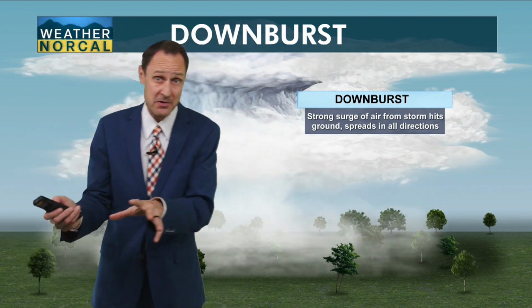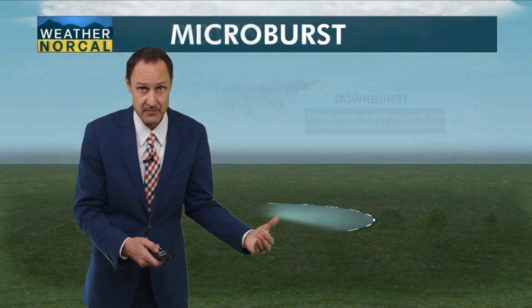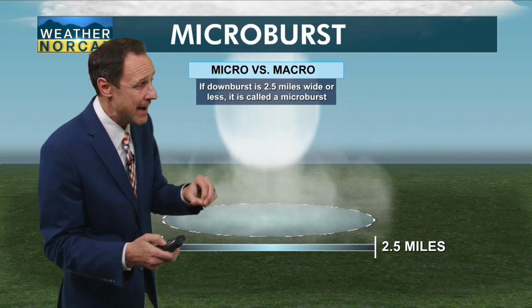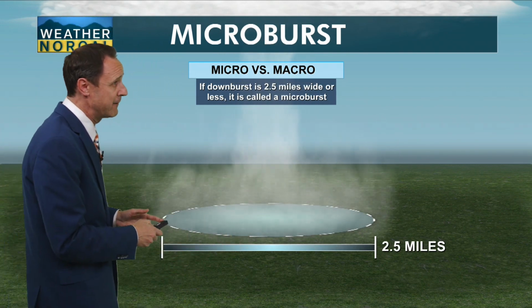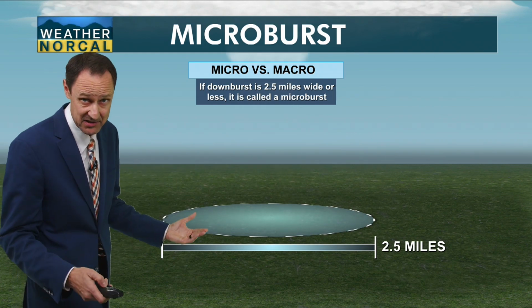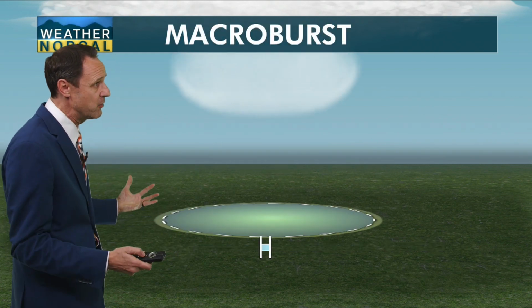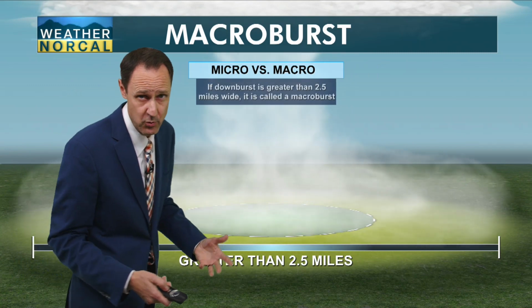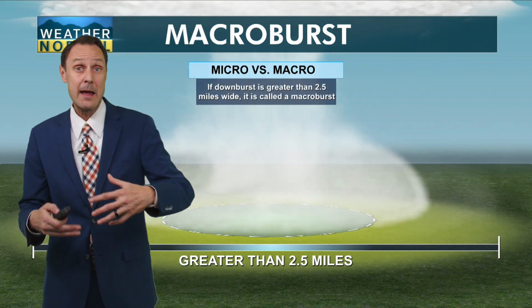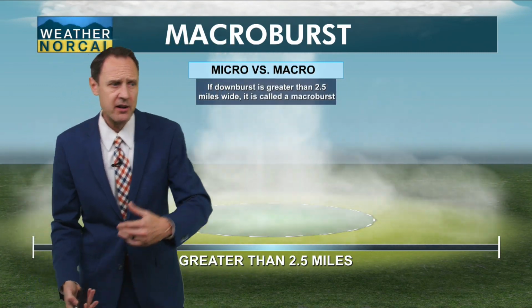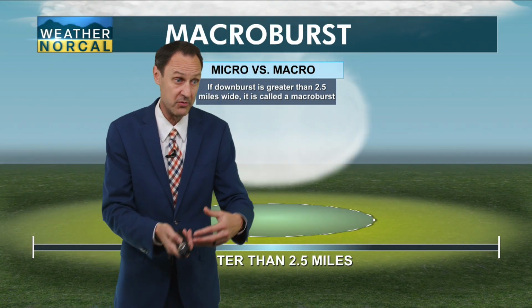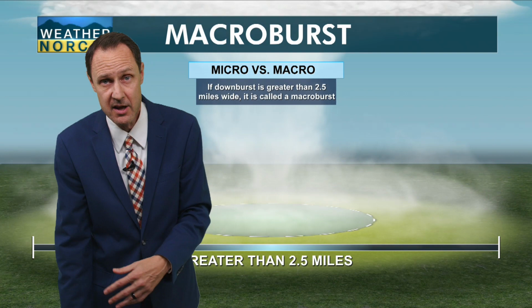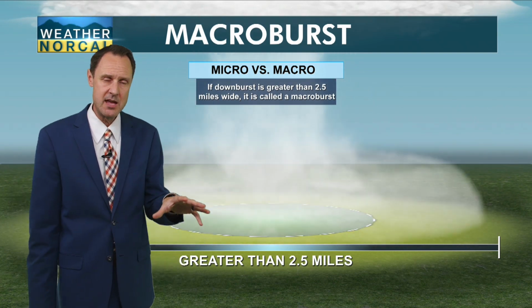Now, you have subsets of what a downburst is, right? So let's talk about a microburst. A microburst is if the downburst is 2.5 miles wide or less. And if you have a downburst that is over 2.5 miles, it's called a macroburst. So you're going to hear these terms as well. Was it a microburst? Was it a macroburst? Or was it just a downburst in general? Those are some of the terms that you're going to hear.